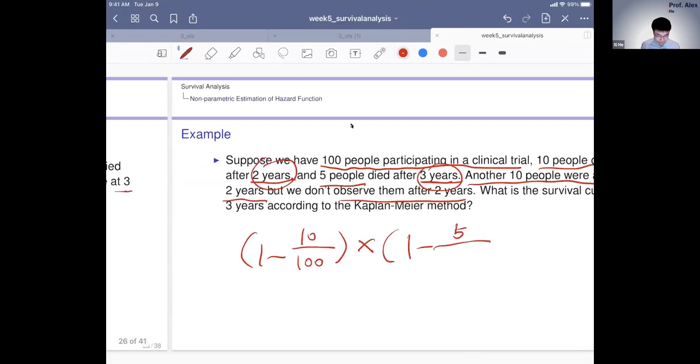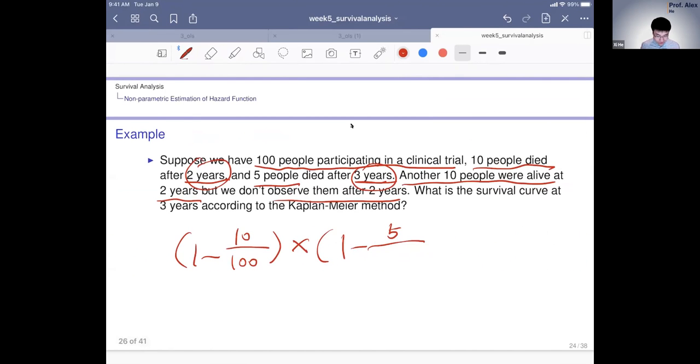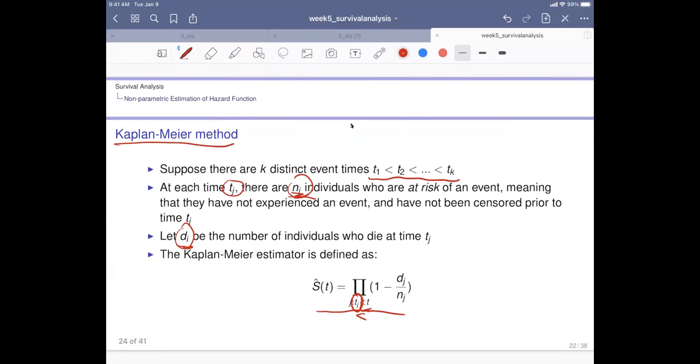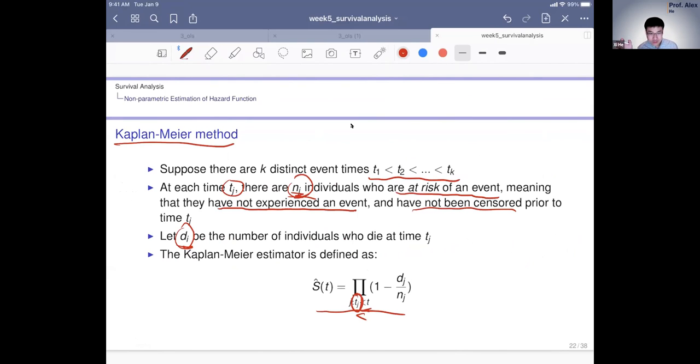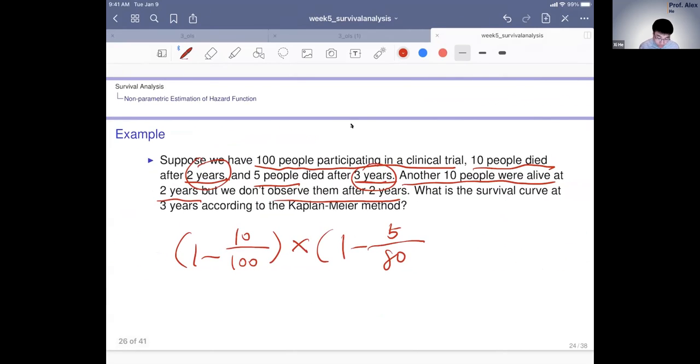It's not 90 anymore. Before it was 100, right? It's also not 100, it's 80. These n_j are the people who are at risk of the event, meaning they have not already died and have not already been censored. However, there are 10 people who are censored, which means these 10 people are not at risk of dying at the 3-year point, because they have already been gone after 2 years. You don't know whether they have died or not.